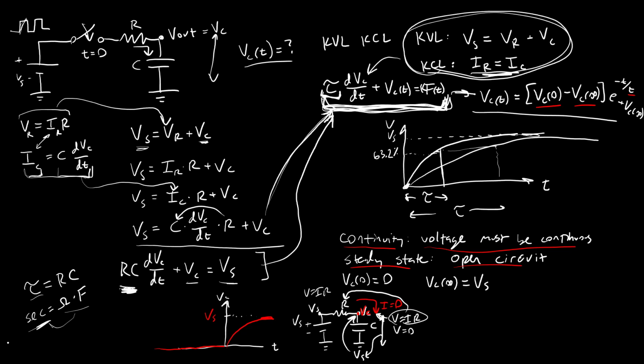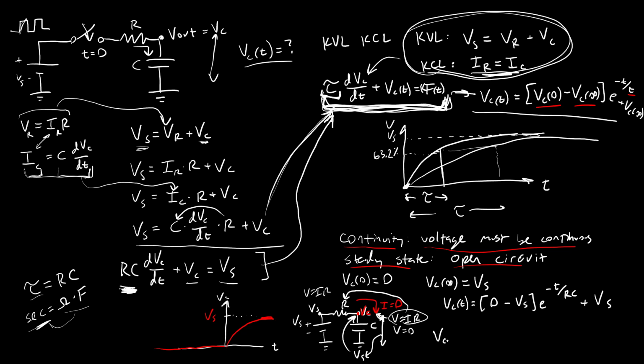So we can finally write our equation for that graph. Vc of t equals Vc of 0, which is just 0, minus Vc of infinity, which is Vs, times e to the negative t over tau, which is RC, plus Vc of infinity, which is again Vs. That's technically correct, but kind of an ugly form of the equation.